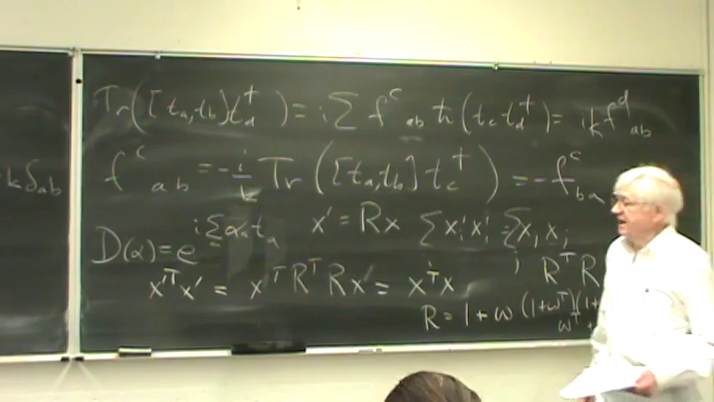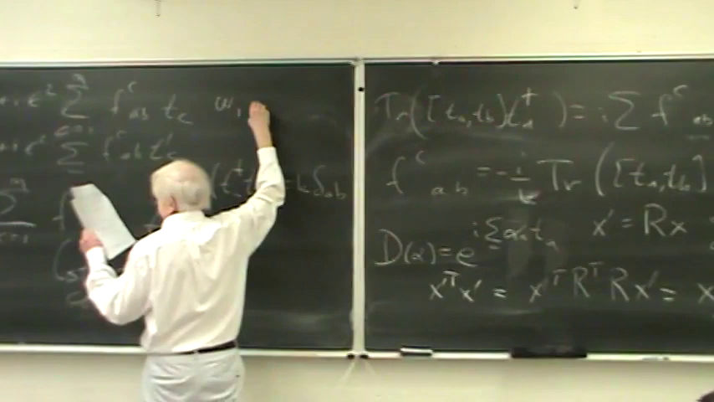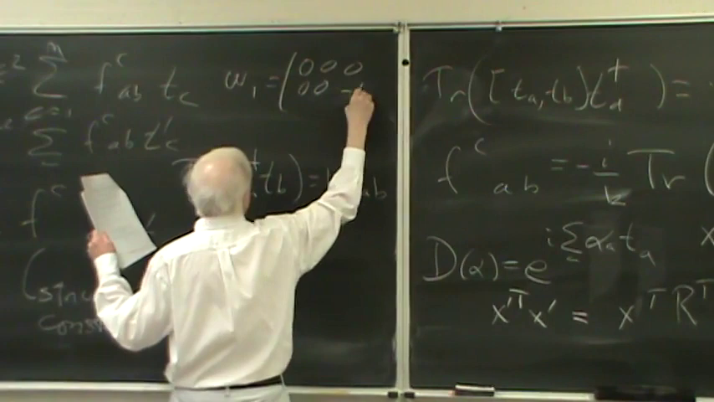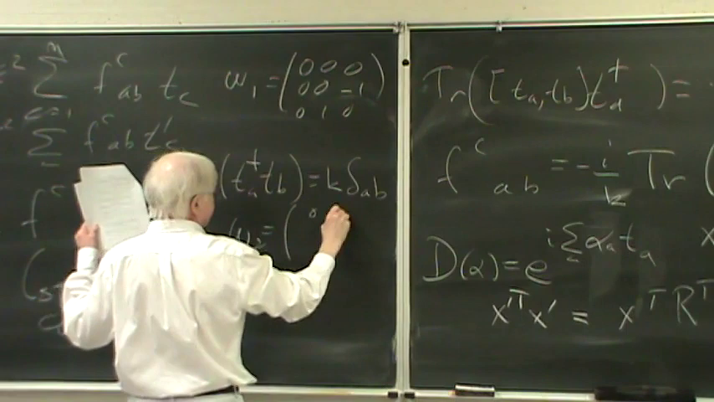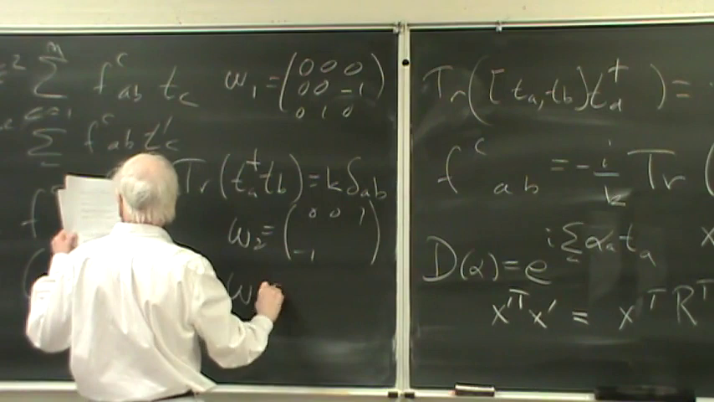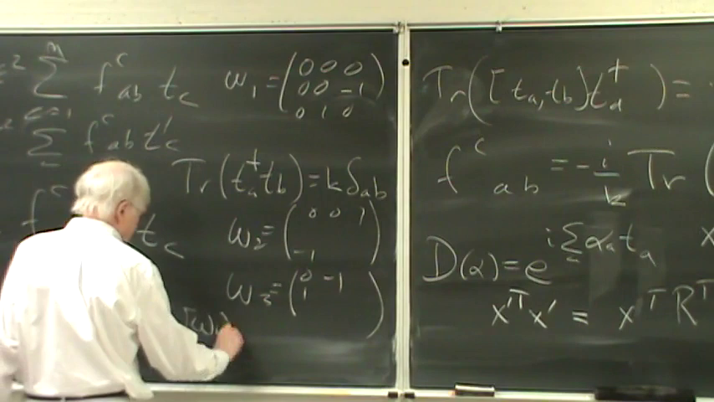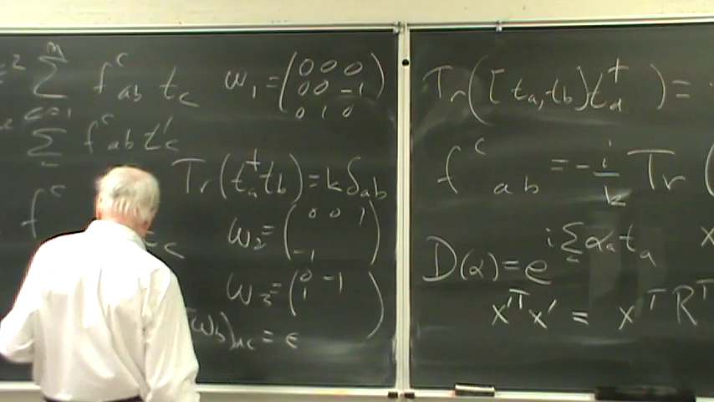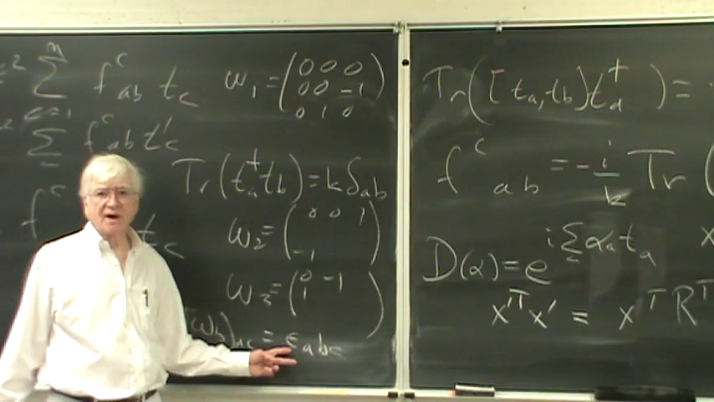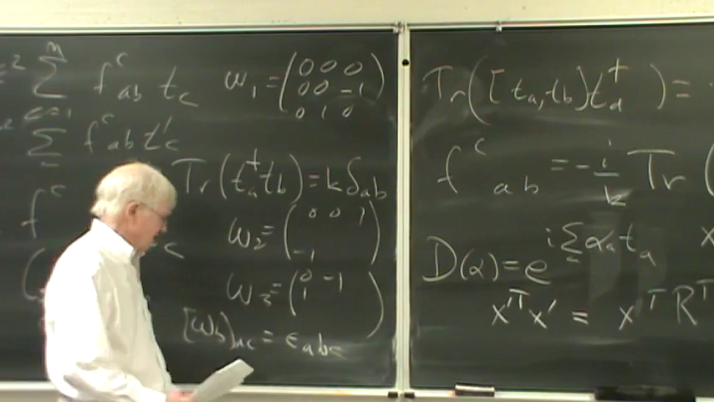And so there are basically 3 anti-symmetric 3x3 matrices. Omega 1 is, omega 2 is, oh, the others are 0. Omega 3 is, all the others being 0. And in fact, one can say that omega A, BC is equal to epsilon ABC, where epsilon ABC is the Levi-Civita symbol. It's 1 if ABC is 1, 2, 3. And it's totally anti-symmetric.